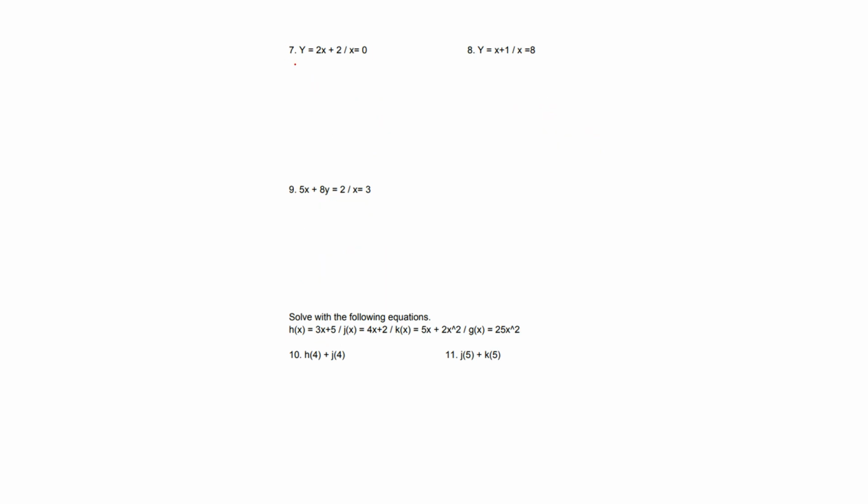Okay, so for the next part, we have x equals 0 and y equals 2x plus 2. So we could just plug in 0. So y equals 2 times 0 plus 2. So 2 times 0 is also 0, so 0 plus 2. Y is also just equal to 2. We have x equals 8, y is equal to x plus 1. So plug in x, so y equals 8 plus 1. 8 plus 1 is 9, so y equals 9.